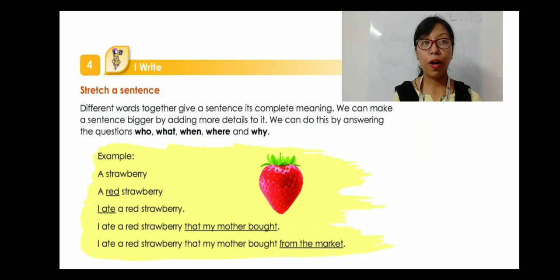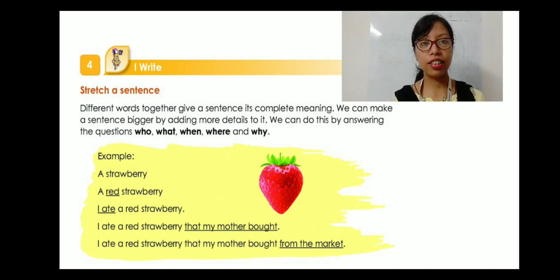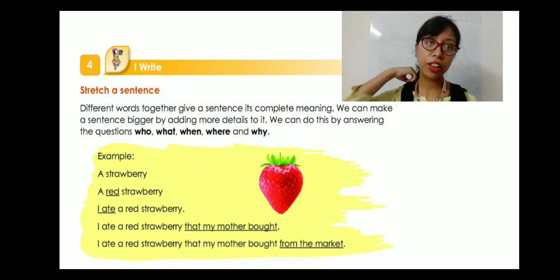Now, who bought the strawberry? I ate a red strawberry that my mother bought. From where did she buy it? I ate a red strawberry that my mother bought from the market. Now, as I'm questioning, even the answer is getting longer and longer, right? This is how, by answering the WH questions, we can add details to a particular sentence.